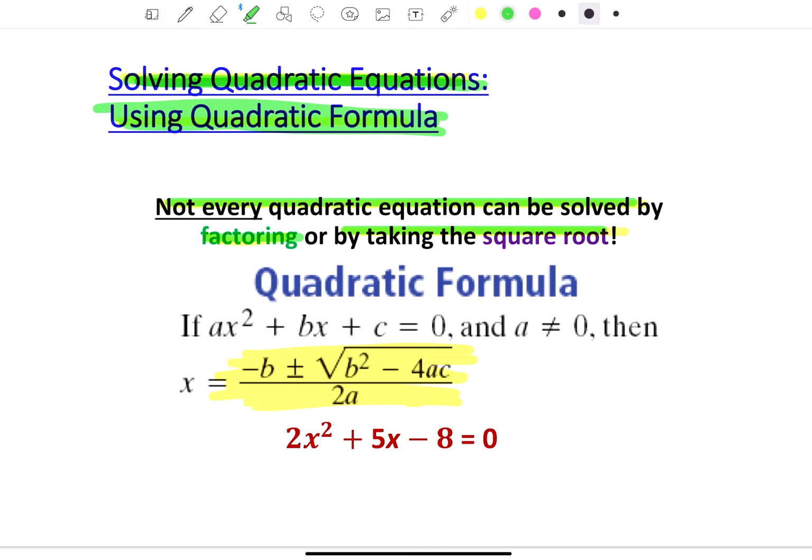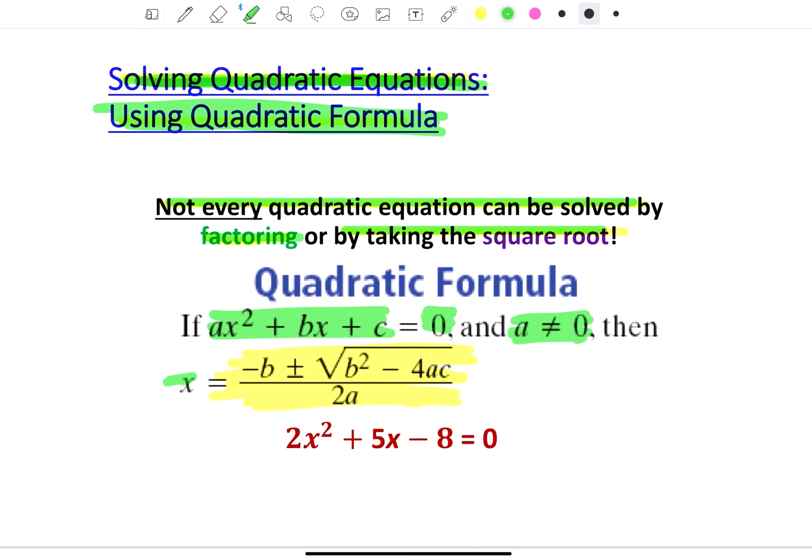To use the quadratic formula, first we must write our equation in standard form: ax squared plus bx plus c equals 0, and a cannot equal 0. If a is 0, we don't have a quadratic equation anymore. Then the roots of such an equation can be found by using the quadratic formula.